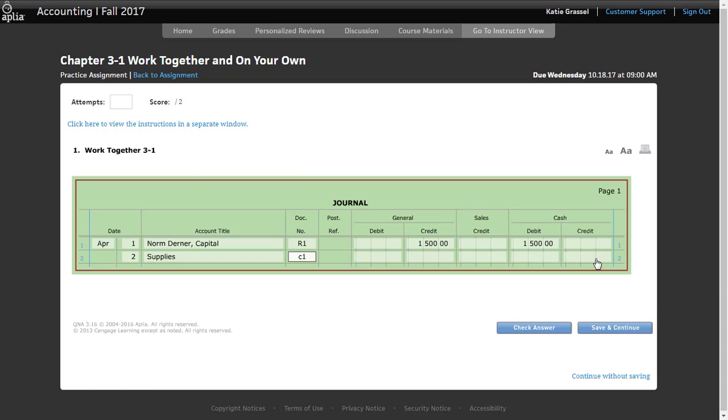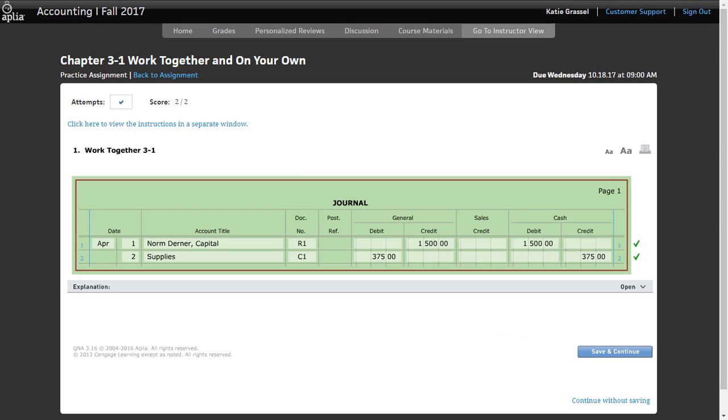Okay, so I'm going to start with the obvious. If I know C is cash as a credit, I'm going to put 375 there. Then I just have to narrow down what am I going to debit. Well, am I going to debit cash? No. I can't affect sales, so where does it have to go? General. Check that answer.